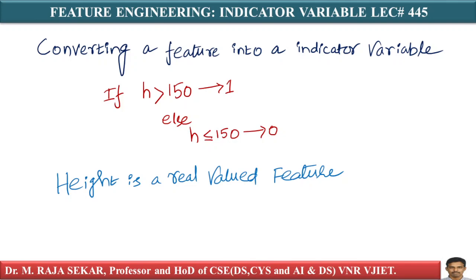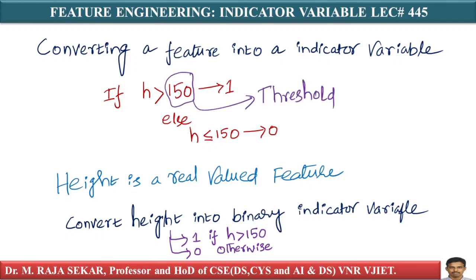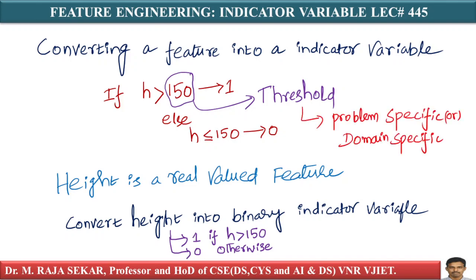You might ask, why are we doing this? Again, it is very problem specific. It could so happen that if you have height greater than 150 centimeters, it is useful. This information is useful for prediction in some intuitive way. Again, when you are designing an indicator variable, the big question here is, how do you decide the threshold, isn't it? This 150 centimeters is the threshold, isn't it? Again, this threshold is problem specific and domain specific. There is no hard and fast rule on what this threshold should be. This is very problem and domain specific.